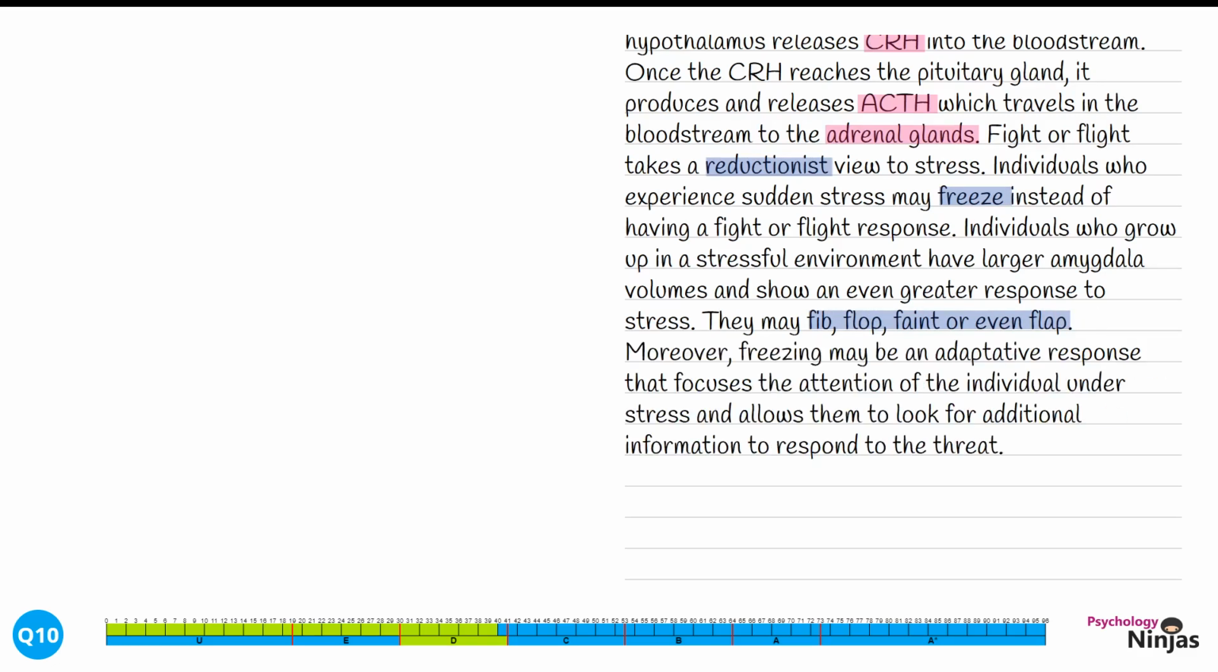Moreover, freezing may be an adaptive response that focuses the attention of the individual under stress and allows them to look for additional information to respond to the threat. Our elaboration here is a continuation of our discussion, talking about why the freeze response may be beneficial. By talking about it being an adaptive response, we're linking this back into our threat survival and evolutionary explanations. We've explained why it might be adaptive and help survival. We're then going to form a mini judgment once again.